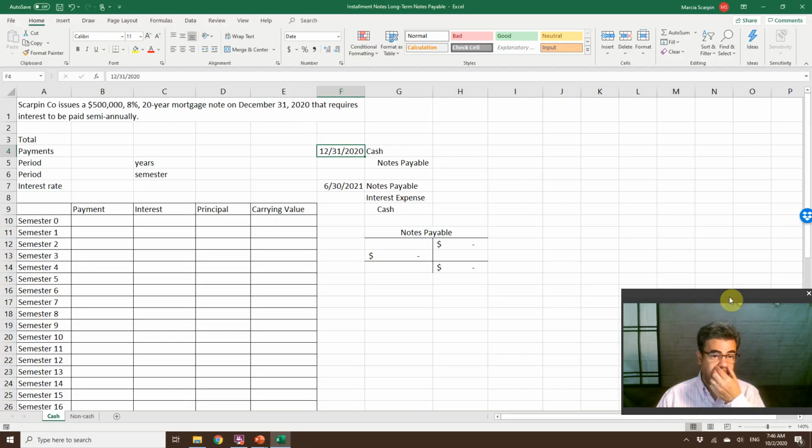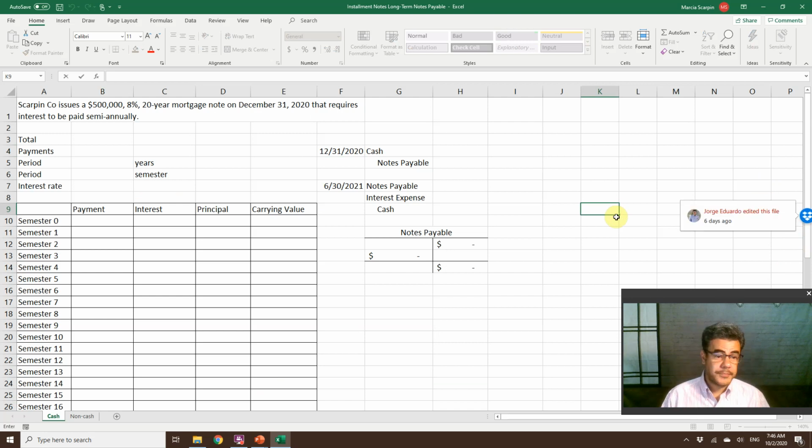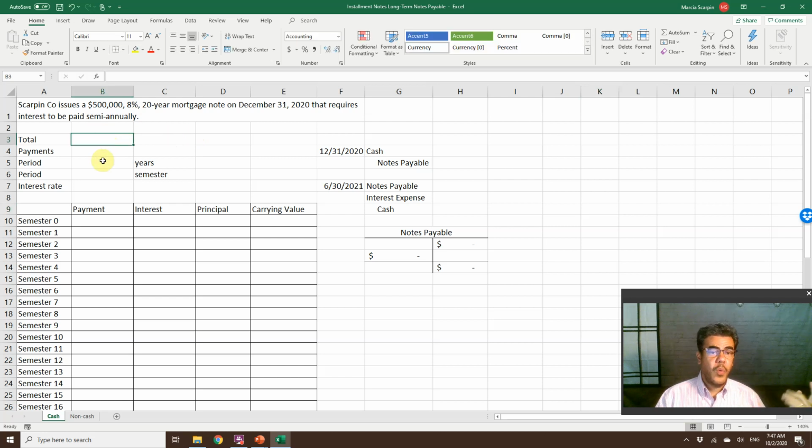Go to our Excel file here. Usually we have two different types of installment notes or long-term notes payable: when we issue for cash and for other assets that are not cash. First of all, let's do our cash. And the classic one is mortgage. So Skype Corporation, my fake company, issues a $500,000, 8%, 20-year mortgage note on December 31st, 2020 that requires interest to be paid semi-annually. So what do we need to find first?